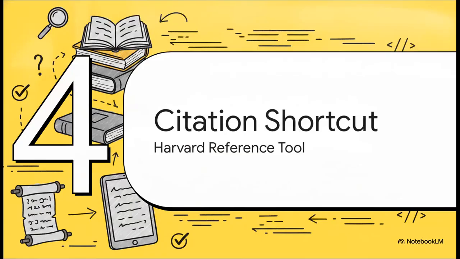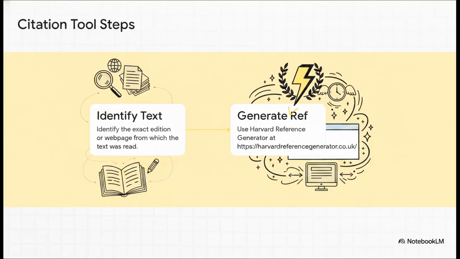And finally, Section 4, your citation shortcut. This is the ultimate cheat code you've been waiting for. So, the crucial point is, now that you actually understand the underlying anatomy of how these citations are built, you can use a shortcut. Step 1.